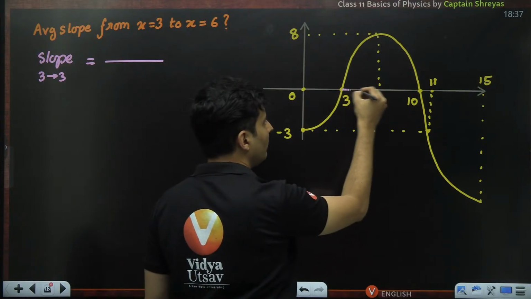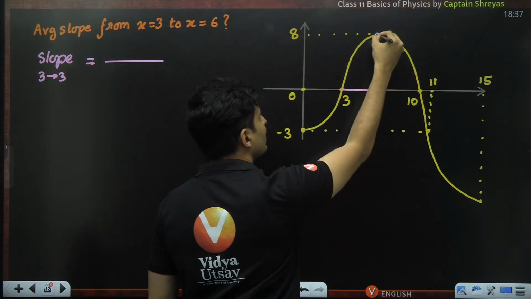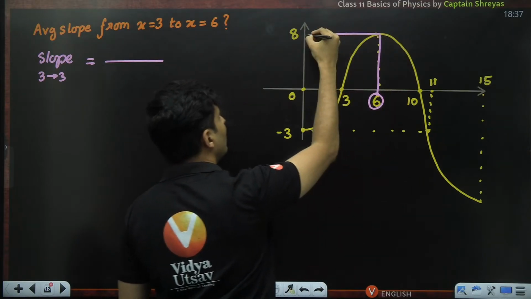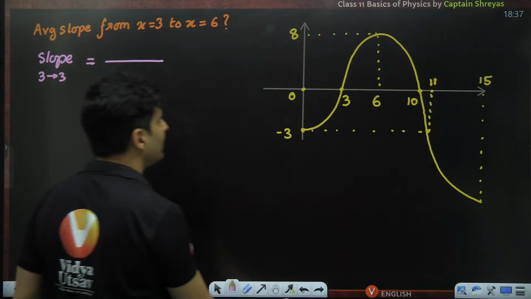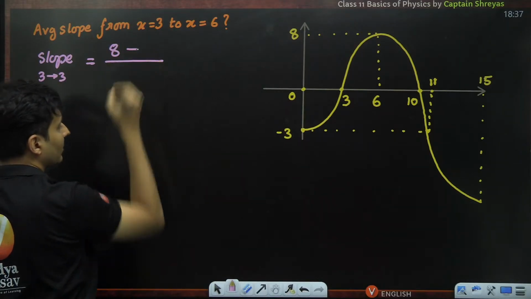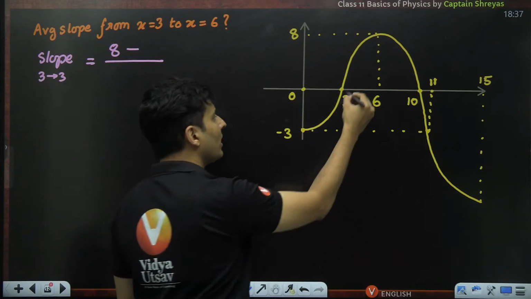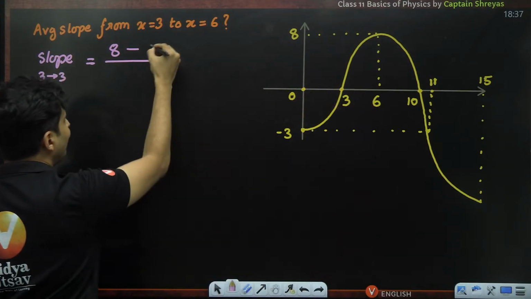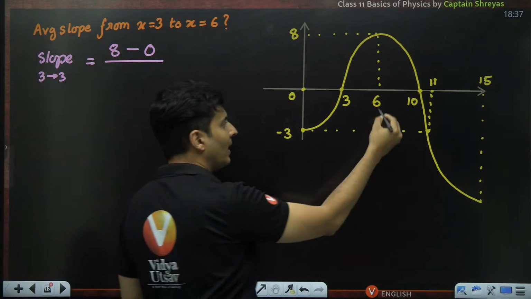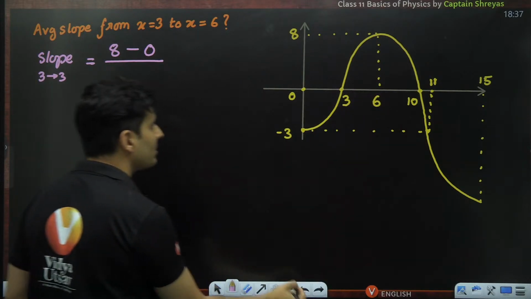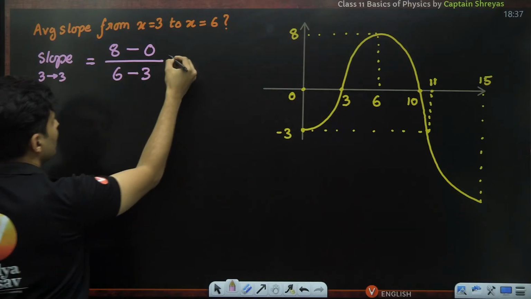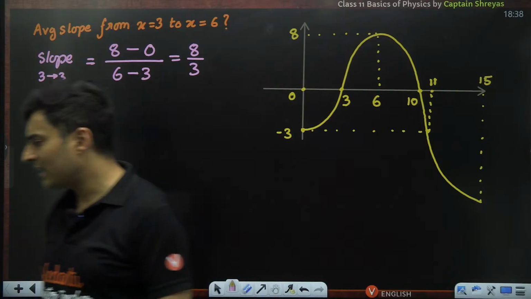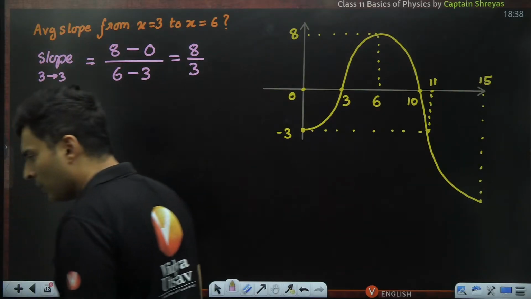So look at it. You have gone from 3 to 6 over here. As you go to x is equal to 6, what is the value of y that you are getting? It is basically 8, isn't it? So put final value of y as 8. What is the original value of y when x was 3? Oh, it was 0. Now go to x2 minus x1. This is x2, this is x1, obviously. So that's it. This will be nothing but 8 by 3 is the slope. Very good, Azad. Perfect.